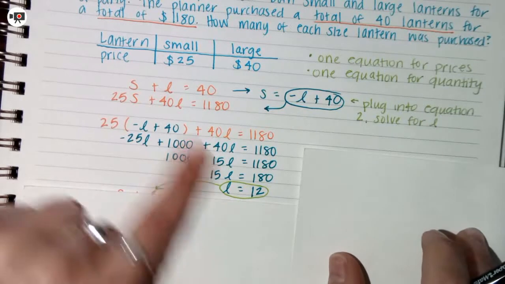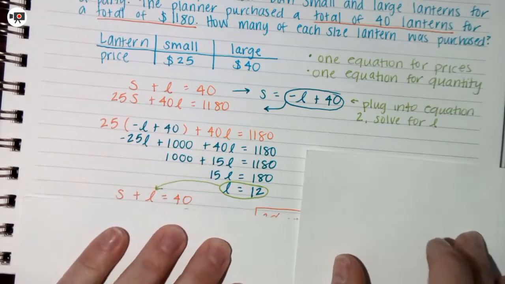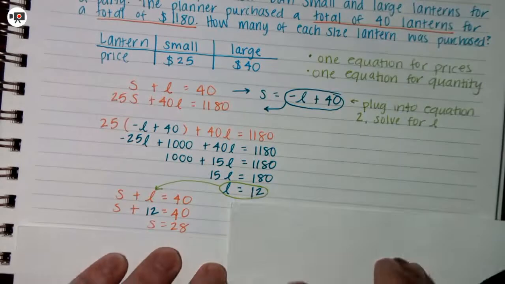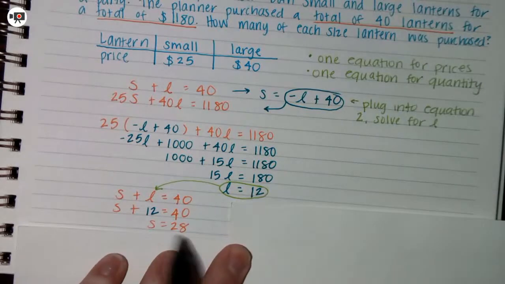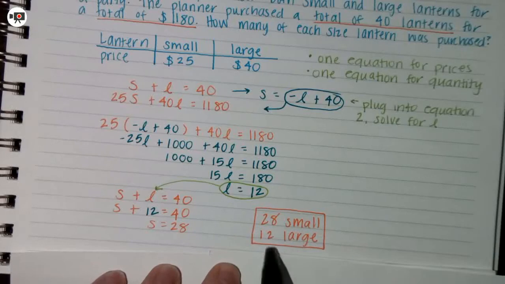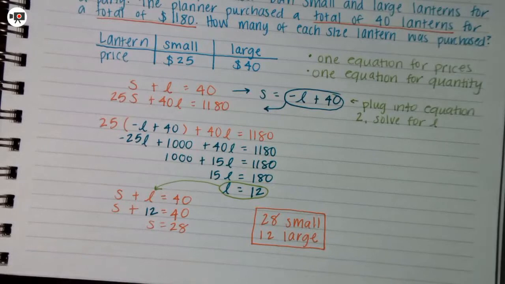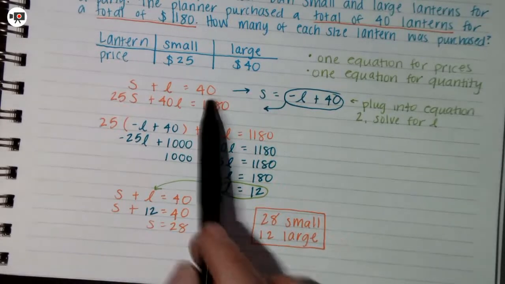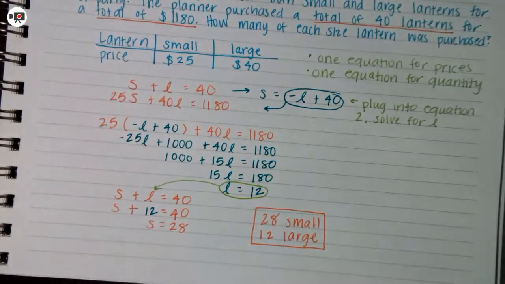Take that and plug it back into one of your originals and solve for S. And we get S is 28. So this means 28 small lanterns and 12 large lanterns were purchased. If I take this and plug it back into my originals, it will work. And one more.